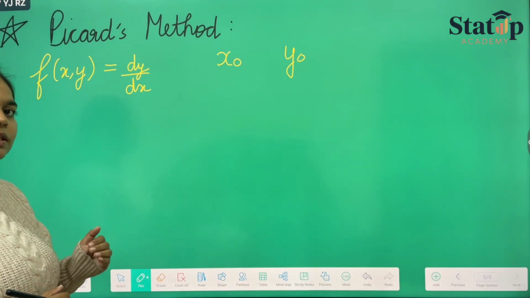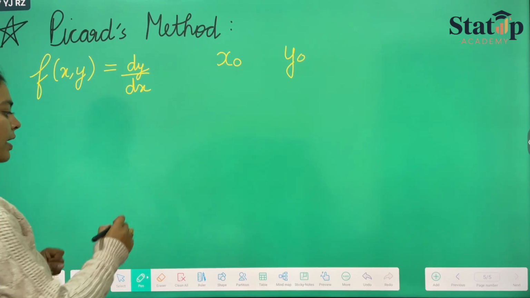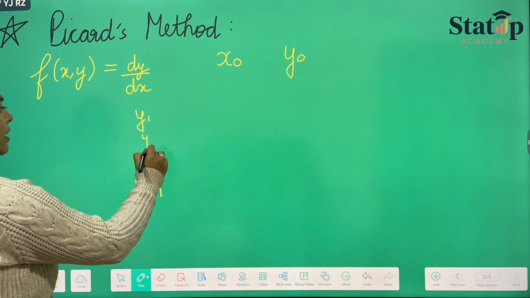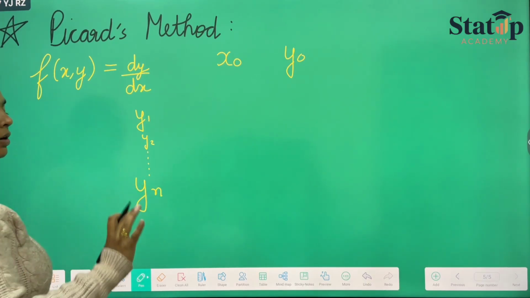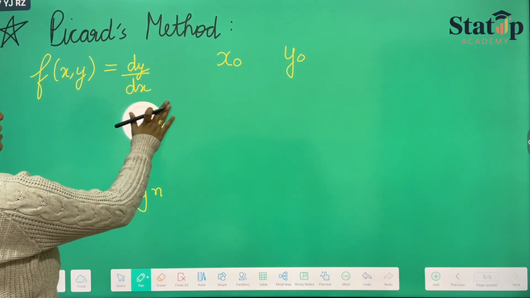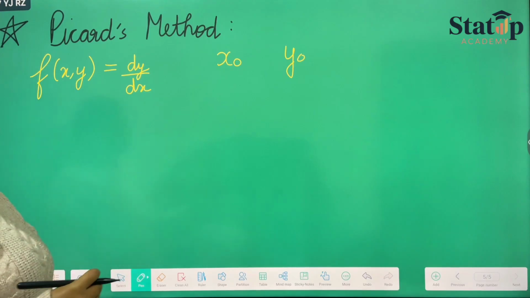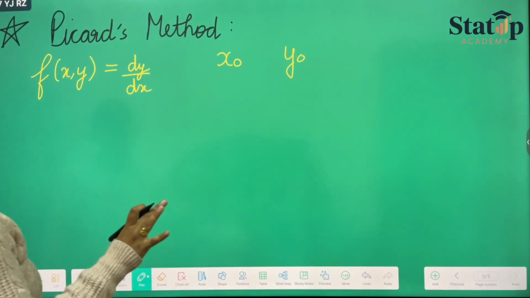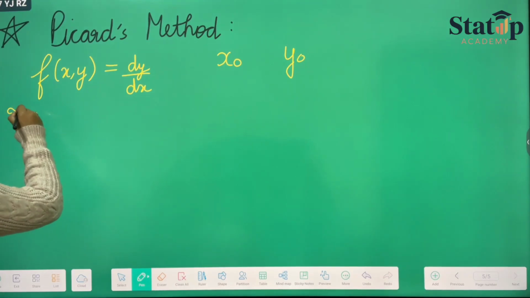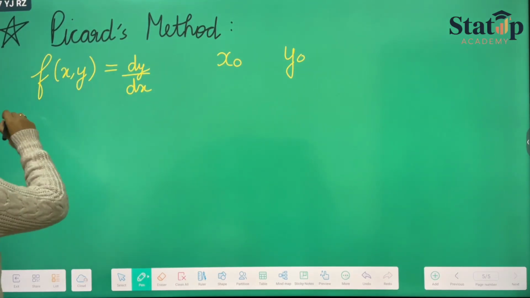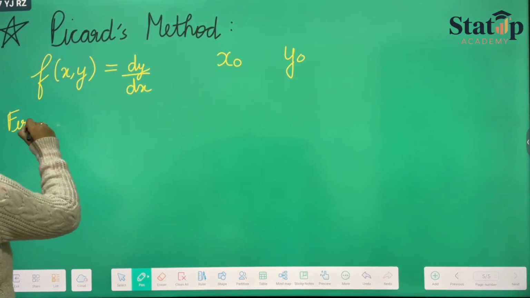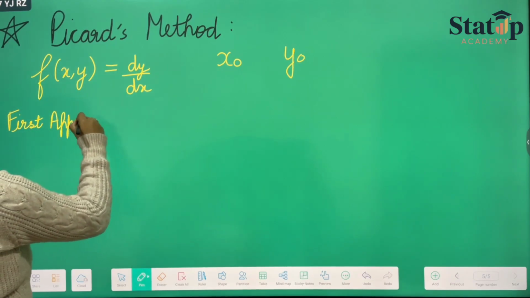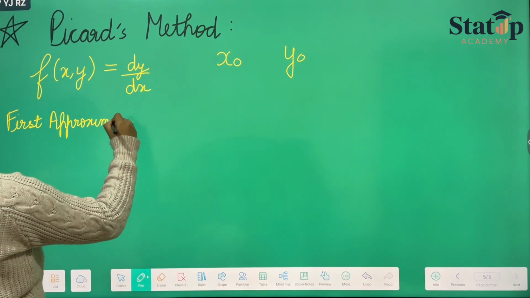Suppose we have n steps, and suppose we have to find yn. First of all, it will find y1, then y2, and so on. It will reach yn. And these y's are known as approximations. So first is the first approximation. First approximation means we have to find y1.